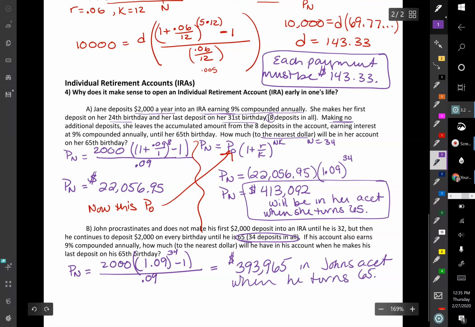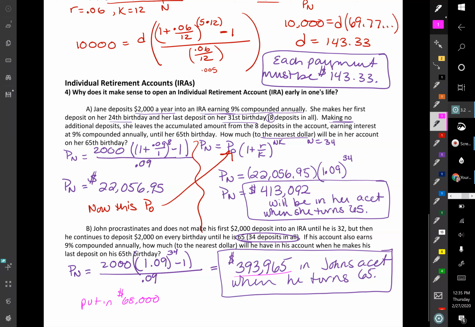So if you think about how much he put in, 2,000 times 34, he put in $68,000, and he gets out $393,965. So that's still pretty good. She put in 2,000 times 8, which is $16,000. And look what she gets out. So she even gets a better deal. I mean, he still did pretty well doing what he did, but Jane, early bird gets the worm.